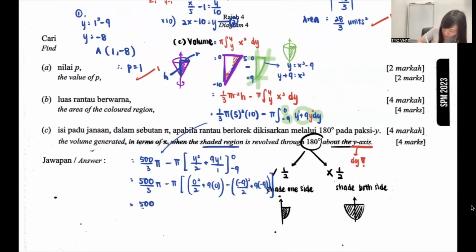Okay, 500 over 3 pi. This one I get 0. This one, 0, better write 0. A lot of students, they don't write 0. That's why they feel weird. Teacher, why I get a negative answer?